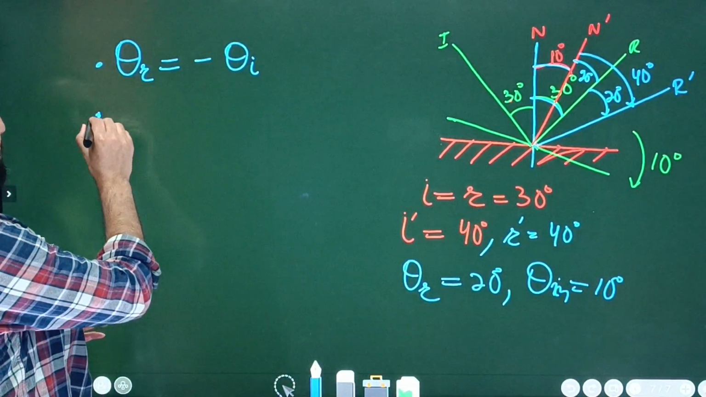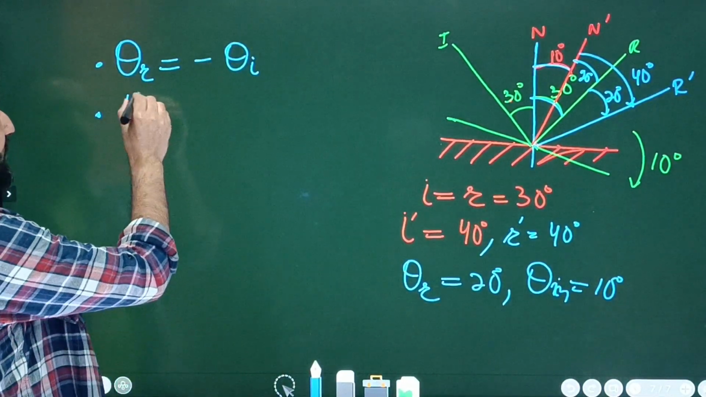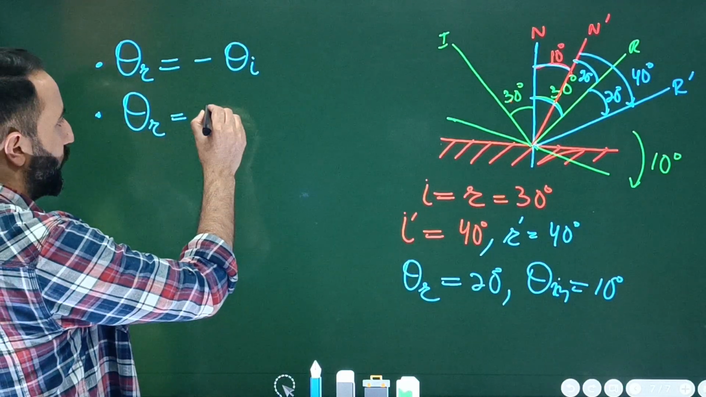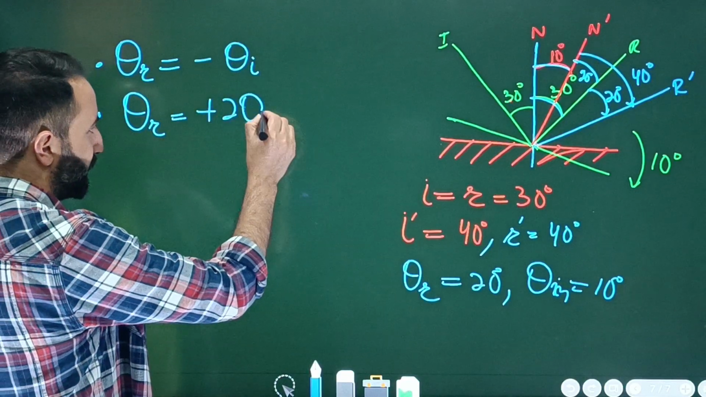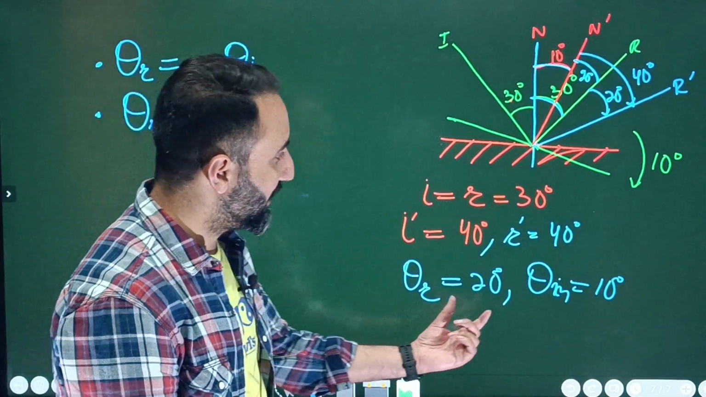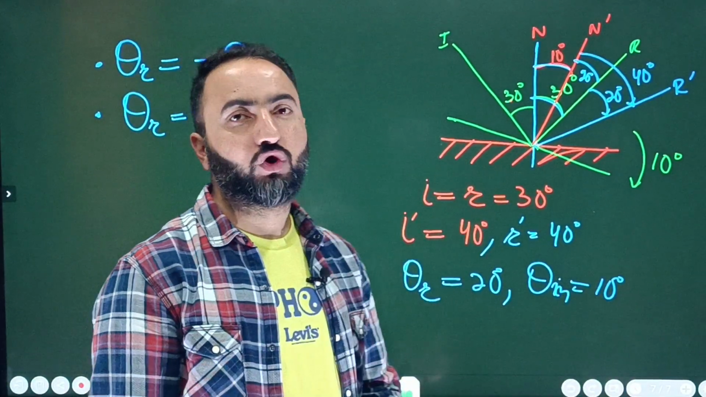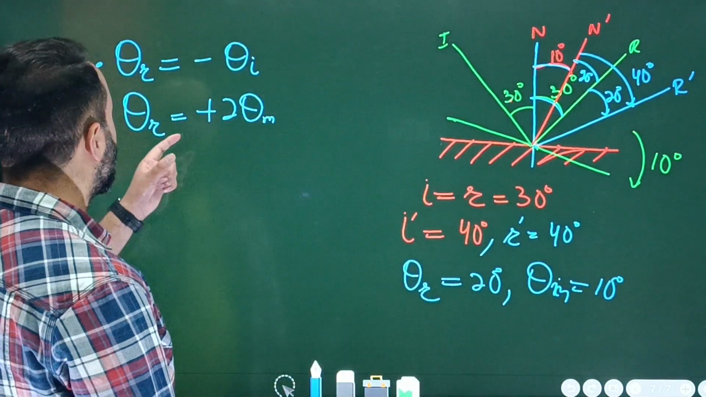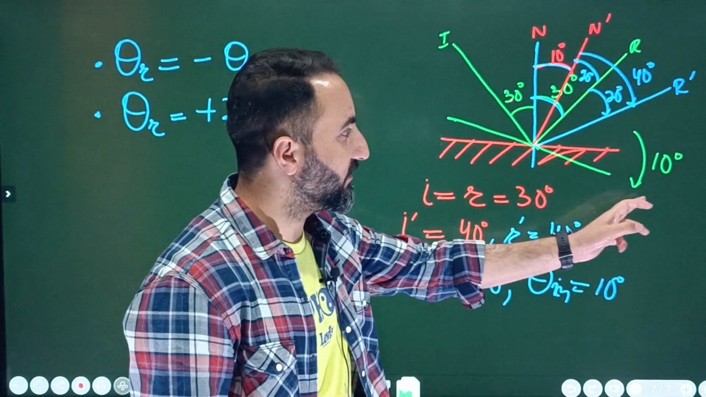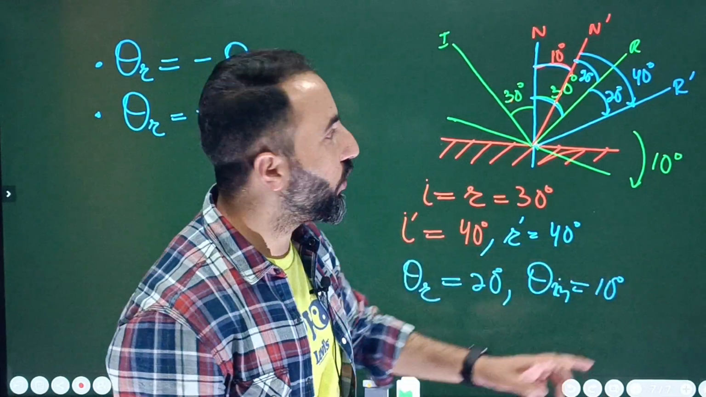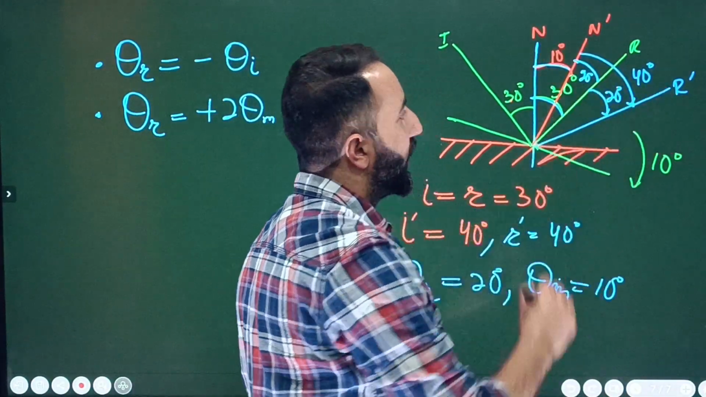Point number second, when the mirror gets rotated, in that very case theta R is equal to plus twice theta M. Because you see that theta m is equal to 10 degree, the mirror is rotated by an angle of 10 degree, the reflected ray gets rotated by an angle of 20 degree. So it is plus twice theta m, and that too in the same sense. Mirror rotated by an angle of 10 degree clockwise, reflected ray rotated by an angle of 20 degree clockwise.